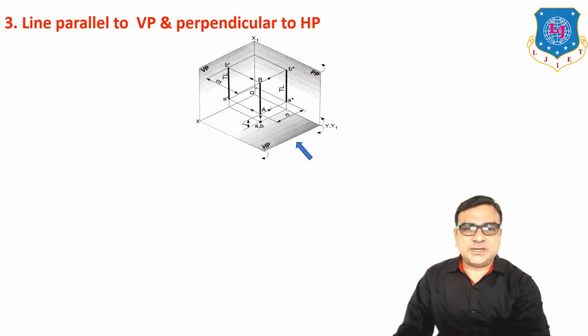So in this figure, you can see this line AB is perpendicular to the horizontal plane and parallel to VP. When you take the projection of line AB on the vertical plane, A dash B dash for the front view; the projection of line AB on the horizontal plane, point AB, for the top view; and for the left hand side view, the projection of line AB on the profile plane, A double dash B double dash.